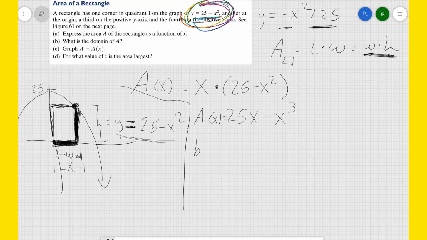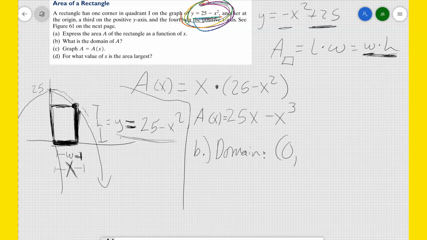All right, part B. What is the domain? The domain is the possible values of x. Well, what's the minimum value for this x here, and it still be a rectangle? I can go this way, this way, until I'm here, and it'll be a long, tall, skinny rectangle, but I can't go all the way to 0 or it won't be a rectangle anymore. It'll just be a line. So the domain will go from 0, non-inclusive.